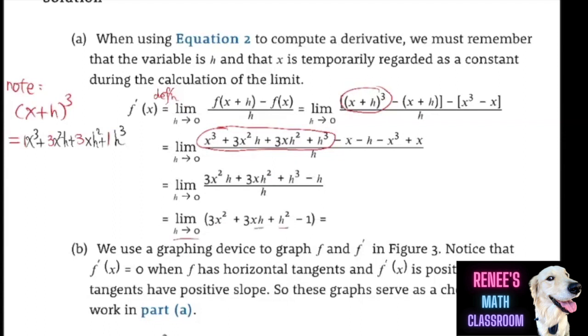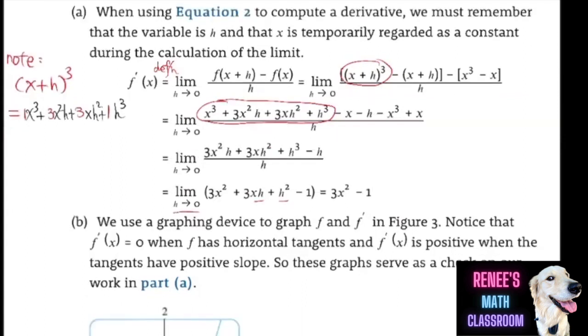So we're going to get 3x squared minus 1. So this is the derivative of the function f. So that's f prime of x. Okay. So you can see that it's a new function, and this new function is derived from this function f over here by this limit.